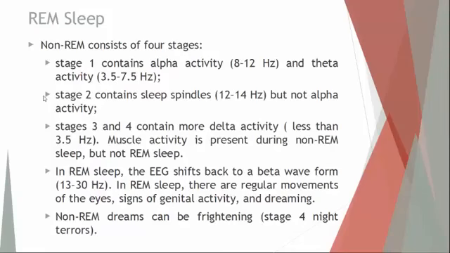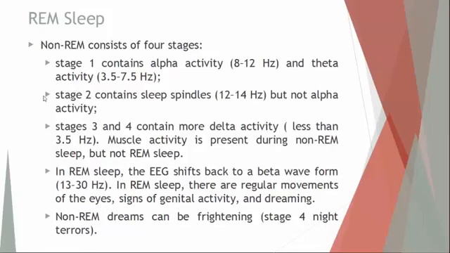Also, a key difference between REM and non-REM sleep: muscle activity is present during non-REM sleep, but not when you have the REM sleep. The REM is a rapid eye movement. Obviously, your eyes will be able to move because they are moving rapidly, hence the name rapid eye movement sleep. But the rest of your skeletal muscles are basically paralyzed. There really is no muscle movement available when you're in REM sleep.